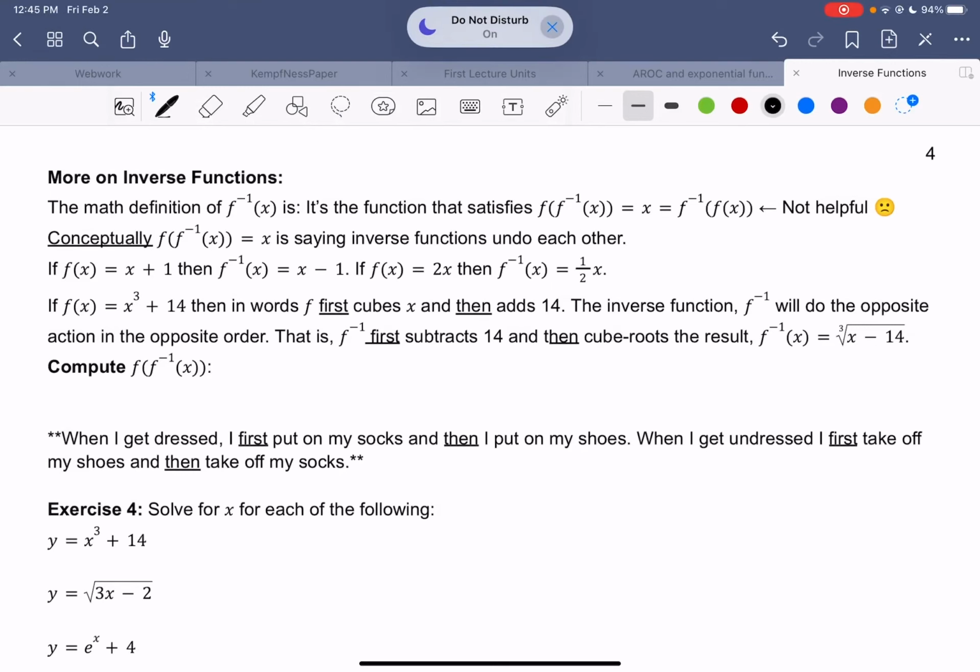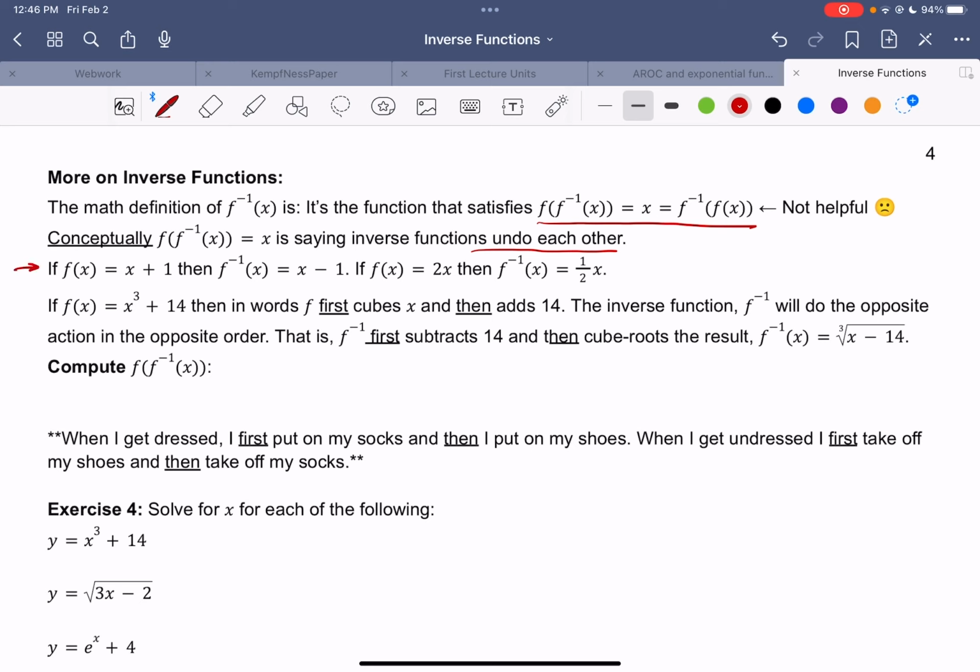All right, let's talk about inverse functions. The math definition of an inverse function is not helpful. But conceptually, what's happening is these functions are going to undo one another. And to see why that happens, we should think of functions as verbs.